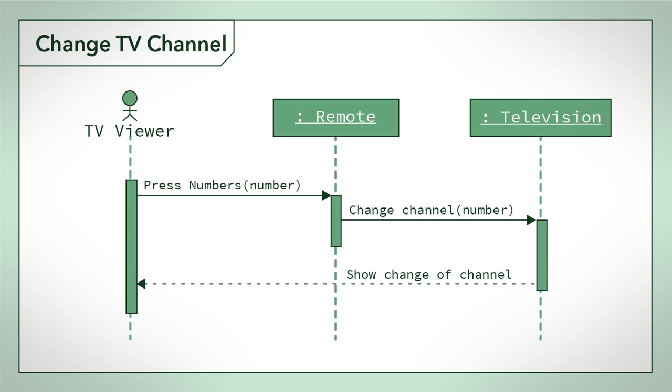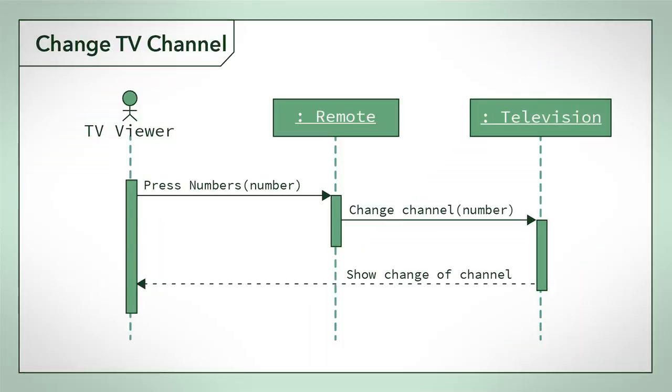This action only affects the television and the TV viewer. The remote is not part of this interaction, so we do not extend the box on the remote's lifeline to include this action. As you design software, your sequence diagrams can get much more complicated. You can also show loops and alternative processes in a sequence diagram. Let's see what these would look like in a sequence diagram.